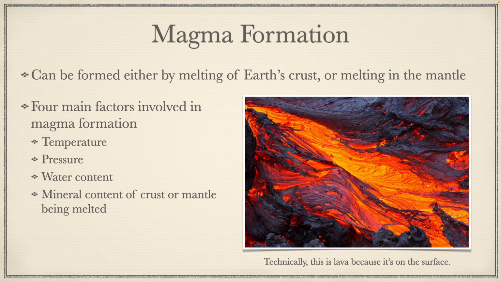You've got temperature, you've got pressure, you've got water content of the rocks, and then you've got mineral content of the crust or mantle being melted. Also, technically, this is lava, because it's on the Earth's surface. It's not magma. It's hard to get a picture of magma because it's underground. But again, we have these four main factors we're going to talk about individually.